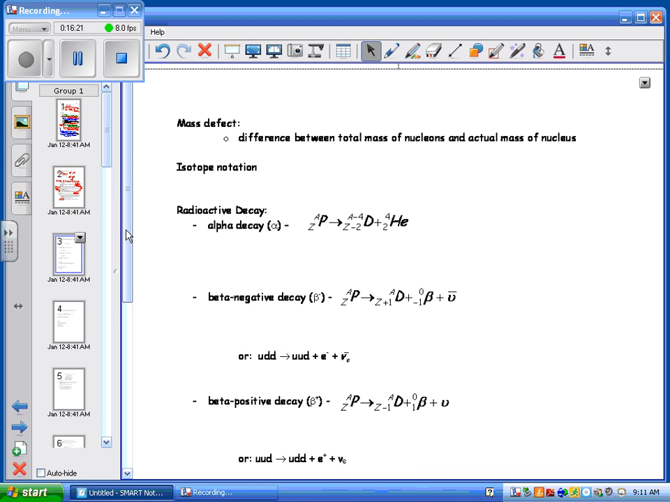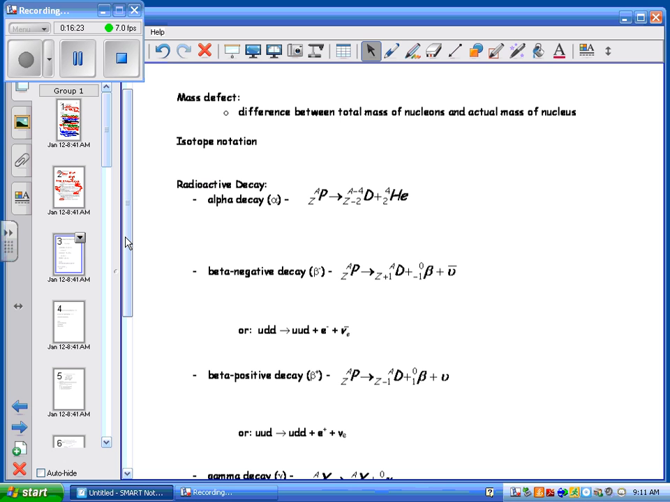Okay, so then into kind of nuclear stuff. This is sort of the nuclear physics stuff. That other stuff is atomic physics. This is what we call nuclear, because now we're getting into looking at just the nucleus. The other stuff was looking at the atom. So mass defect, just remember, it's the difference between the total mass of nucleons and the actual mass of the nucleus. So that's delta M.